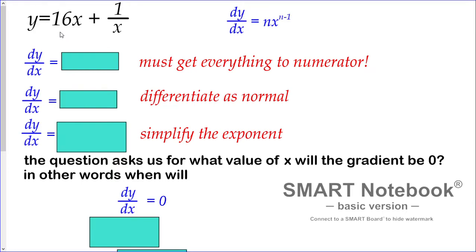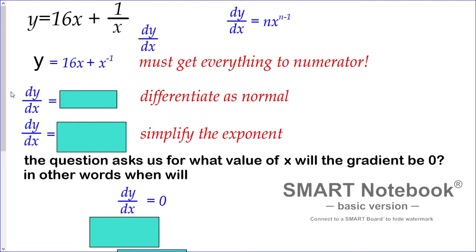Here's our function, y equals 16x plus 1 over x. Again, we have to take the derivative. We can't do it like this though. We must move this x into the numerator like our previous video. To do that, we use the rules of indices. Our gradient function becomes, well, this is actually our function. This is not our gradient function, is it? I've made a mistake here. Let's put that as y. This is our function still.